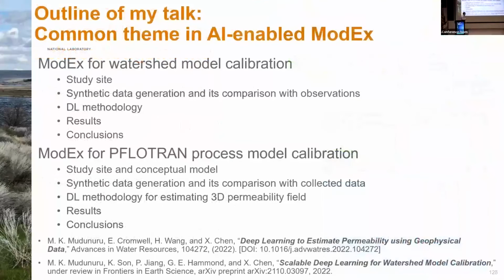So the primary theme in MOdEX is that you have site data and a conceptual model that represents the site, and we use AI to combine this site data that you have collected with the process models. We illustrate that with two different scenarios. One is for the watershed model, where it is not expensive to generate data, and a second case in which we use a DOE simulator called PFLOTRAN, as Professor Rajram mentioned, which is much more computationally intensive.